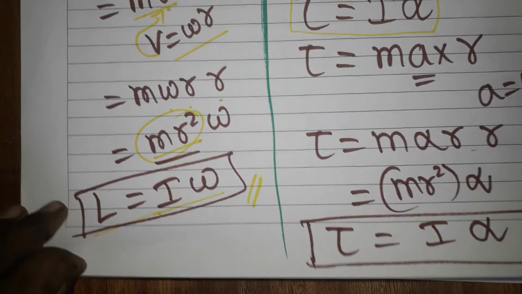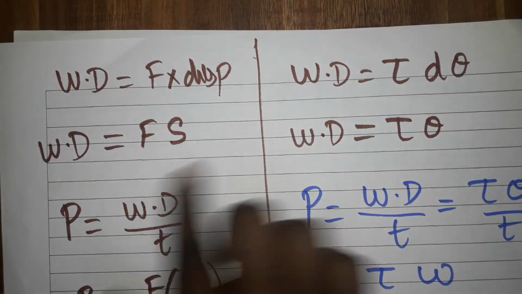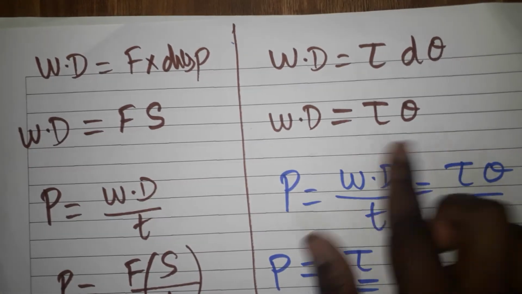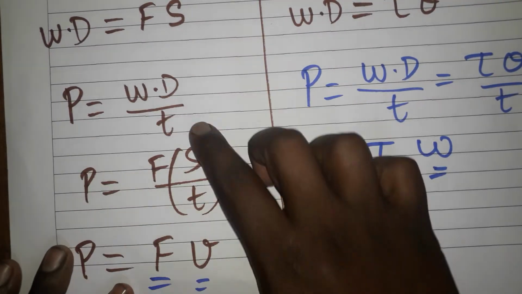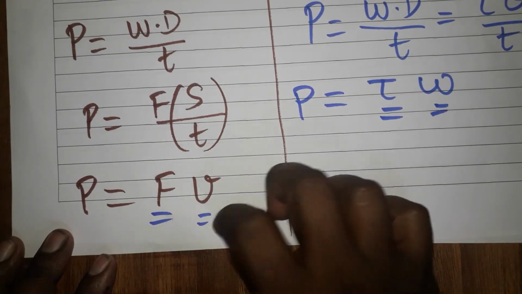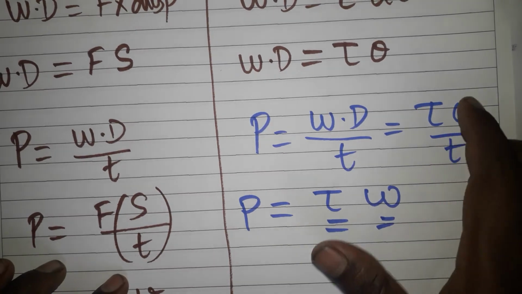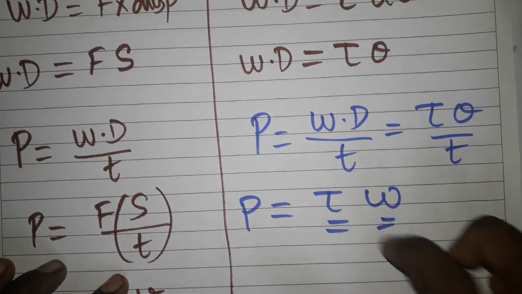Next concept: work done is equal to force into displacement, Fs. In rotation motion, it is torque times d theta. Power is work done by time, so displacement by time gives velocity, power is Fv. In rotation motion, power is equal to torque times omega. Same method: theta by t will be omega, angular velocity.